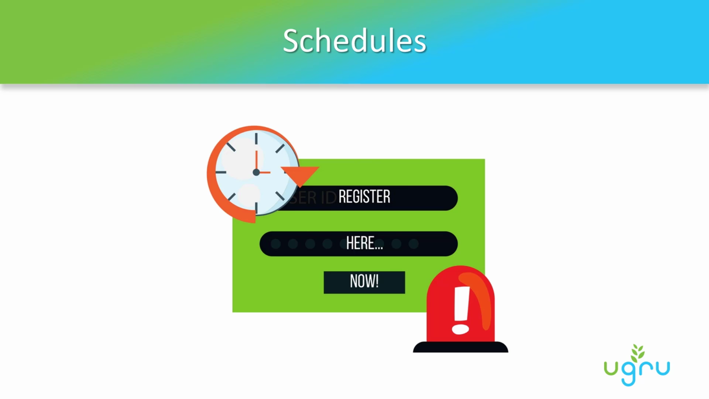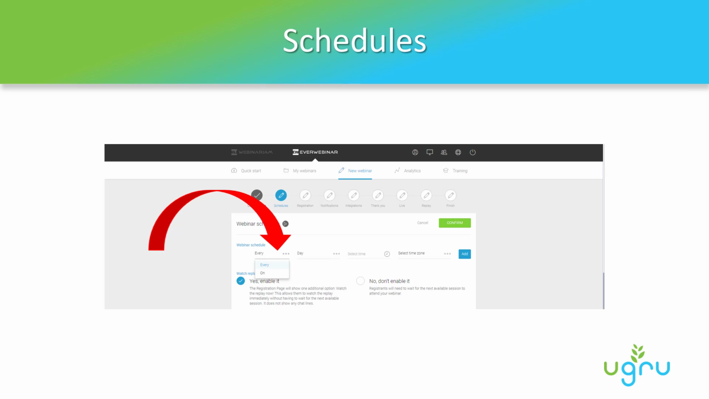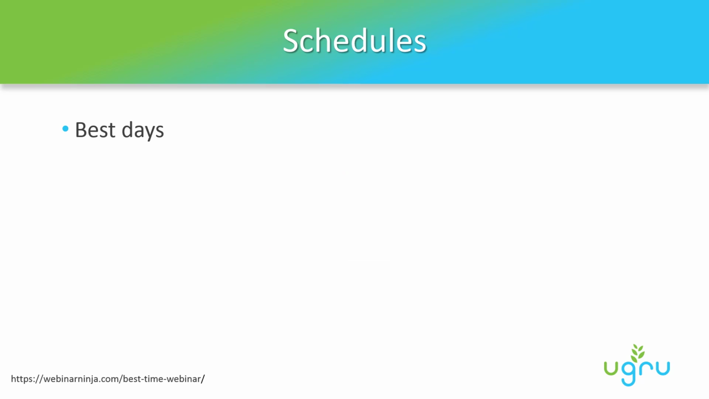Now, statistics claim that just-in-time webinars have a 70 to 85% show-up rate, which is really good, but the reality is, well, not everyone has the flexibility, and you want to give them more days to choose from. So let's choose the times and days. Under the webinar schedule field, you want to choose every option from the dropdown. Now, you may ask, what are the best days to have a webinar?